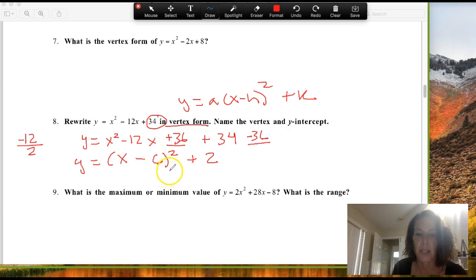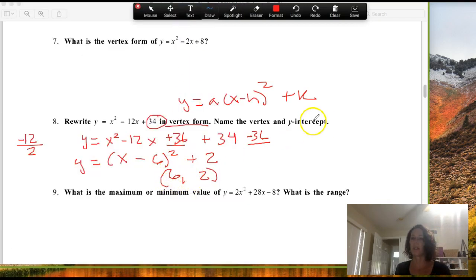And my vertex is (6, -2). Oh, excuse me, positive 2. Shame on me. It's the opposite of this, and this is straightforward. It's (6, 2). And there's my vertex. There, that's better.